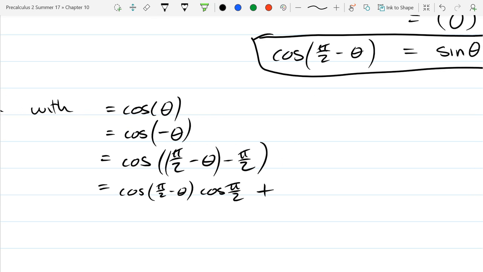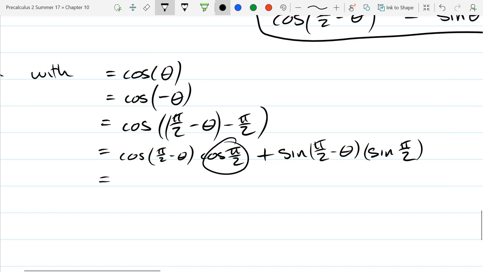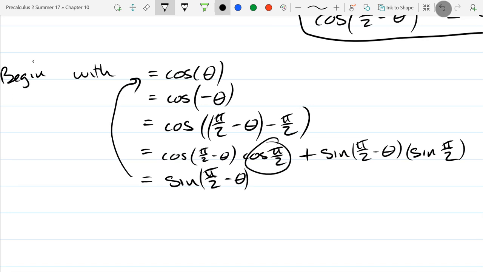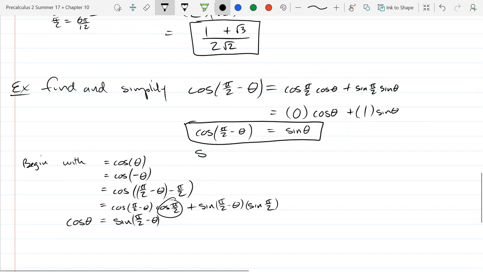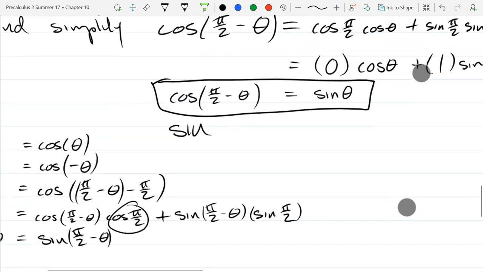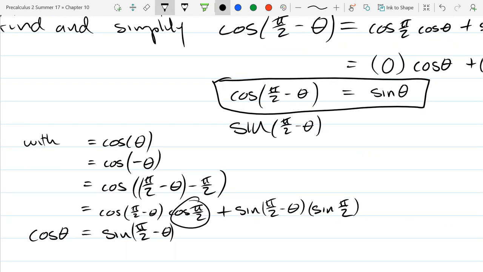Plus, so I'm using the difference formula here. Plus sine minus theta times minus theta sine pi over 2. All right, cos pi over 2 is 0. Well, that's going to disappear. So that first term is 0. And sine pi over 2 is 1, so the only thing left is just that sine pi over 2 minus theta. And we started with, way up at the top here, cos theta. All right, and this is our other identity. I'm just going to write it below the one that we wrote earlier. This is sine pi over 2 minus theta equals cos theta. There we go.